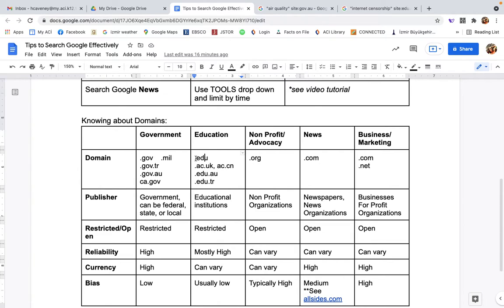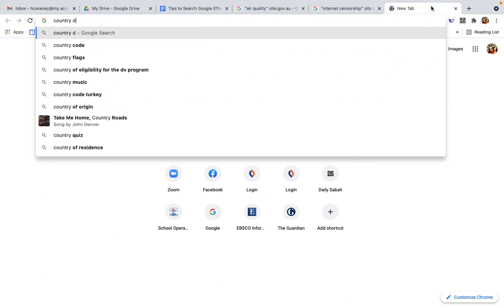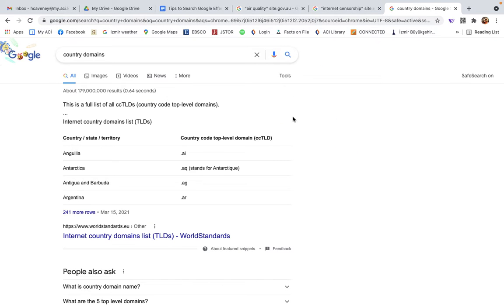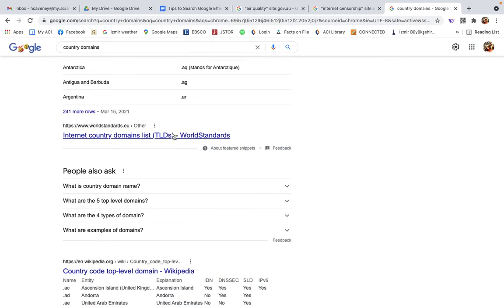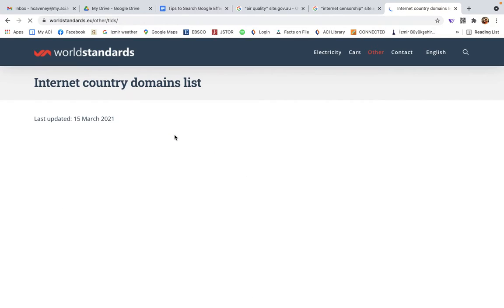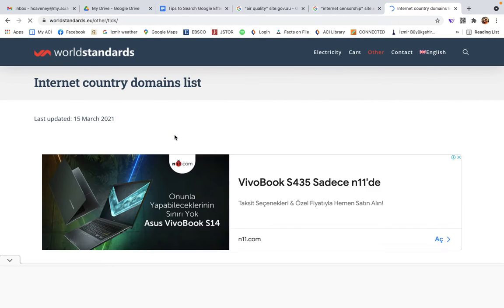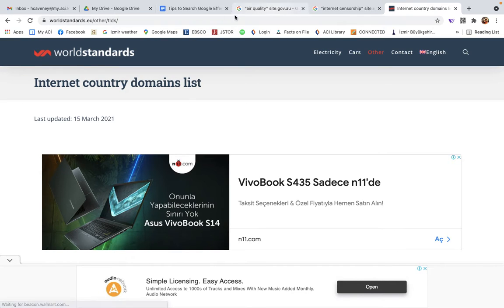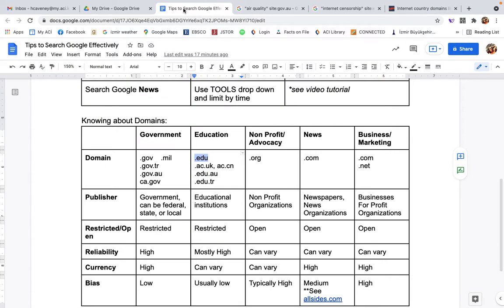So, .edu is going to be America, but it's either going to be .ac.country domain or edu.country domain. And you can find a list of country domains easily by just Googling that term, and you can find it on here, Internet Country Domains list. So you may have to play around and see if it's AC for academic or EDU for educational, but probably one or the other you will find.